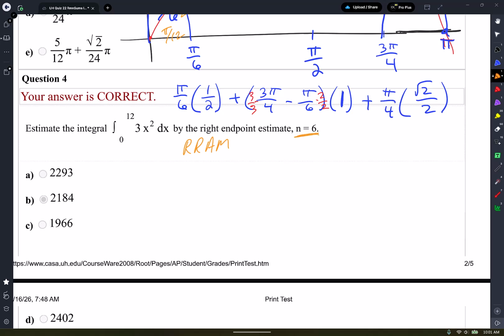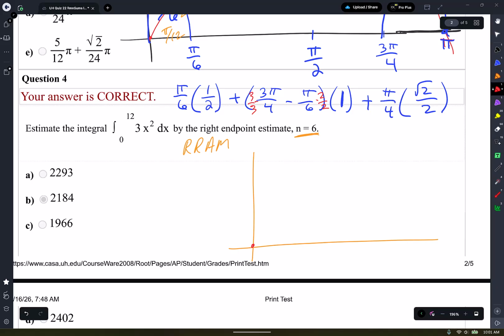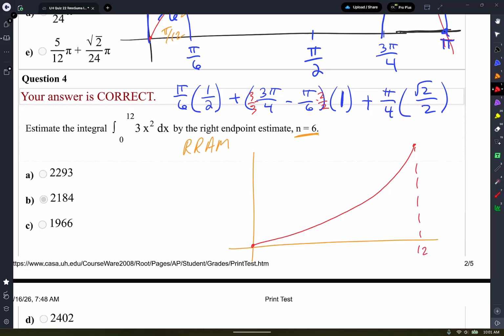And I have how many rectangles? 6. So this is 3x squared, guys. Just exaggerate it and go. And I'm going all the way to 12, so I'm going to say that this endpoint is 12. And then if I have 6 ticks, that means the delta x is 2. Delta x, just like always, is upper minus lower, divided by the number of rectangles. So 2 is right here, 4, 6, 8, 10, and then 12. 1, 2, 3, 4, 5, 6. There it is. Let me write it: 2, 4, 6, 8, 10, 12.